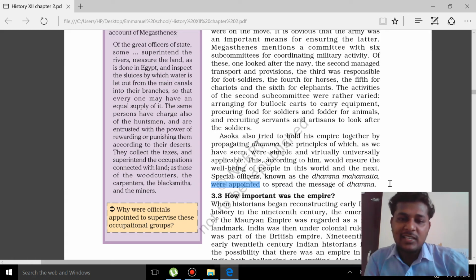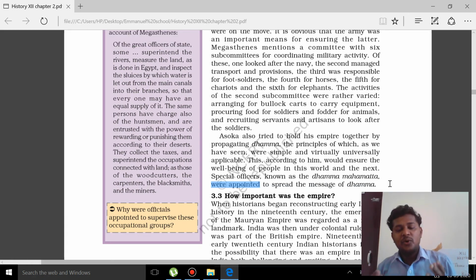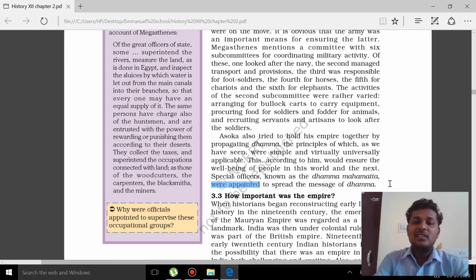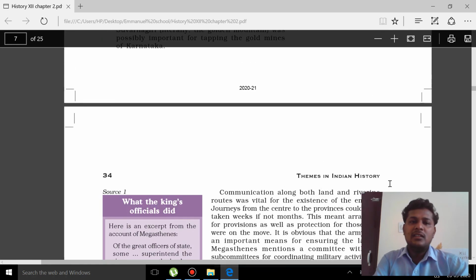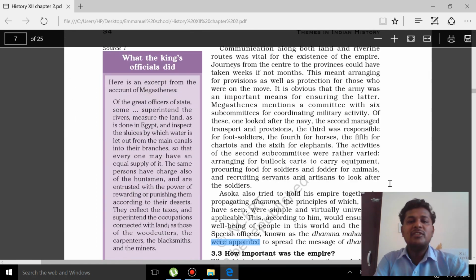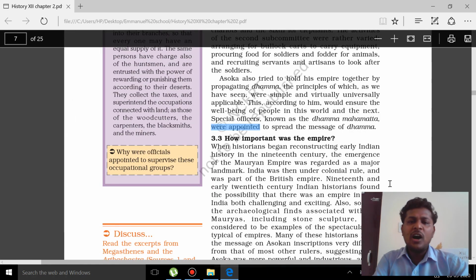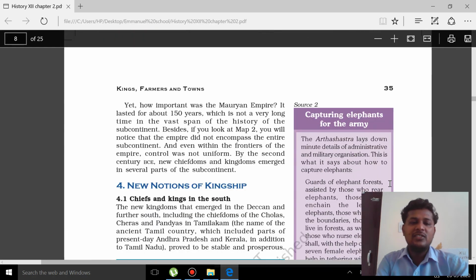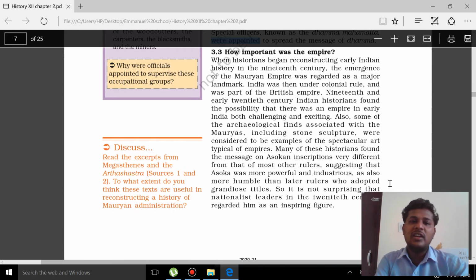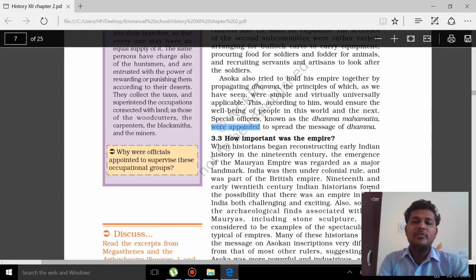So far what we have seen, the most important for MCQs is this first one. The second one is what is the meaning of Piyadasi and what is Dhamma. All these are important. So we have done the second short answer in this topic, that is the administration. Now, how important was this? The importance of the Mauryan Empire to present day India. Okay, so that's the last topic, the last short answer. So the importance of this empire.